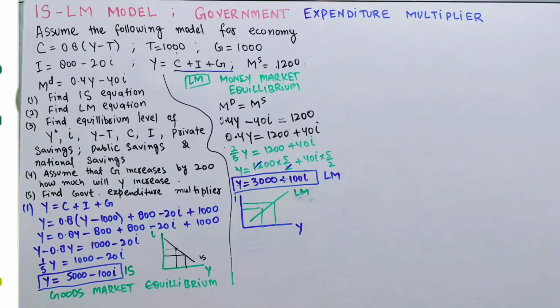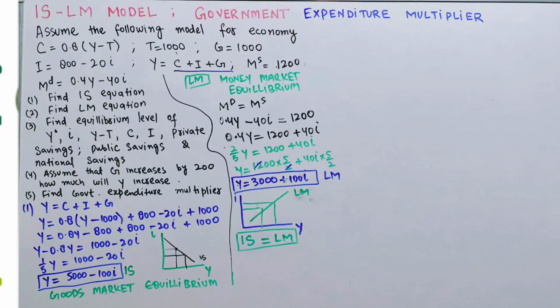Next thing is, we are being told to find the equilibrium value of income and interest rate here. To find the equilibrium level of income and interest rate, we need to equate the IS equation with the LM equation. So equilibrium requires that IS should be equal to LM. That means the money market and goods market should both be in equilibrium. So simultaneous equilibrium requires IS equal to LM.